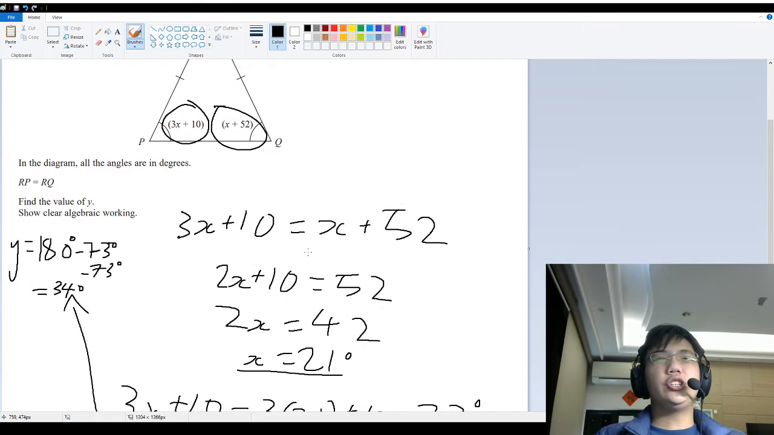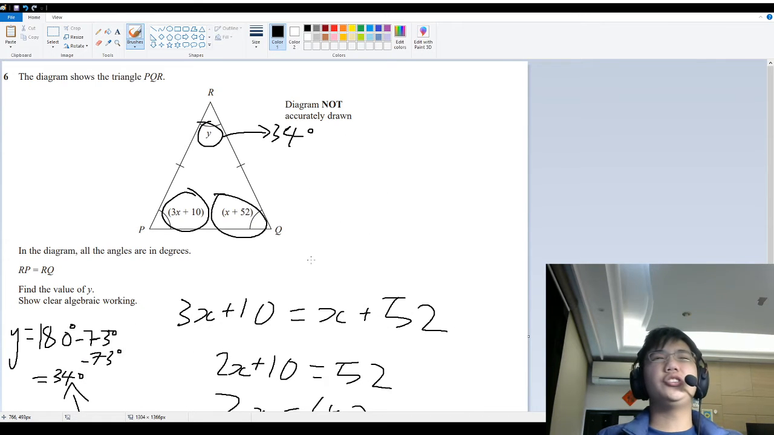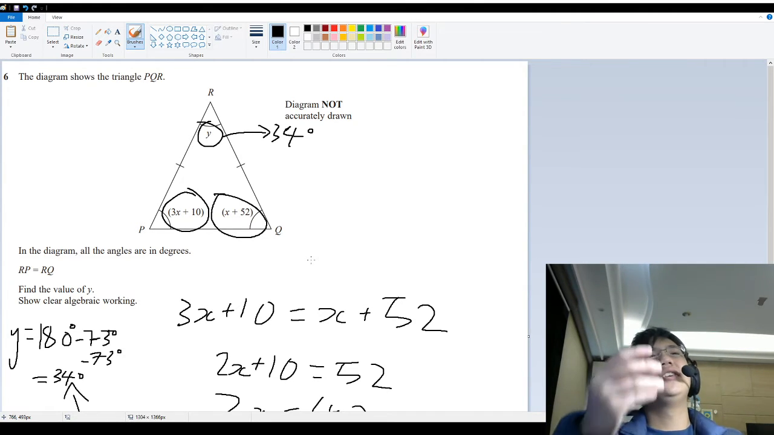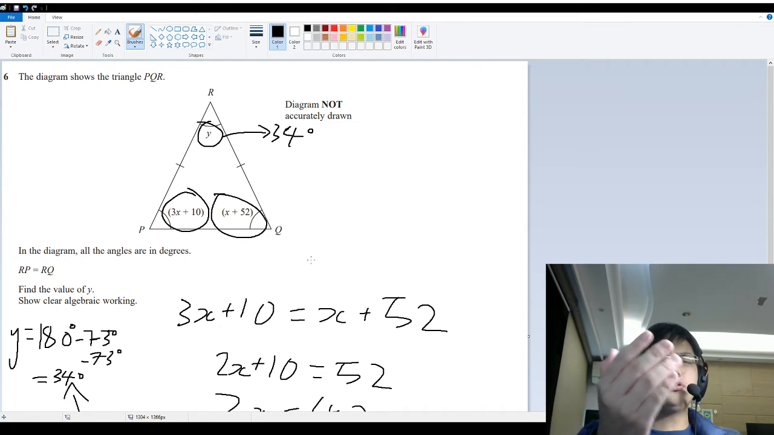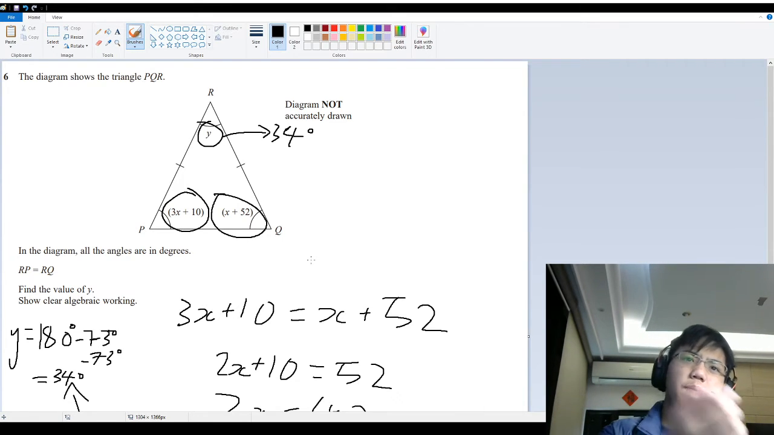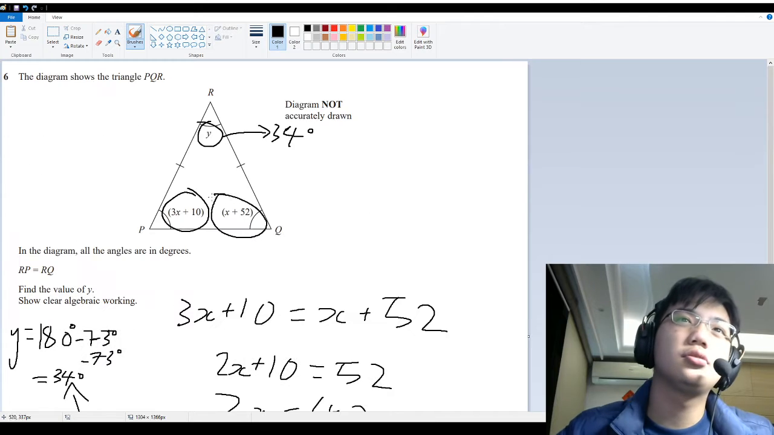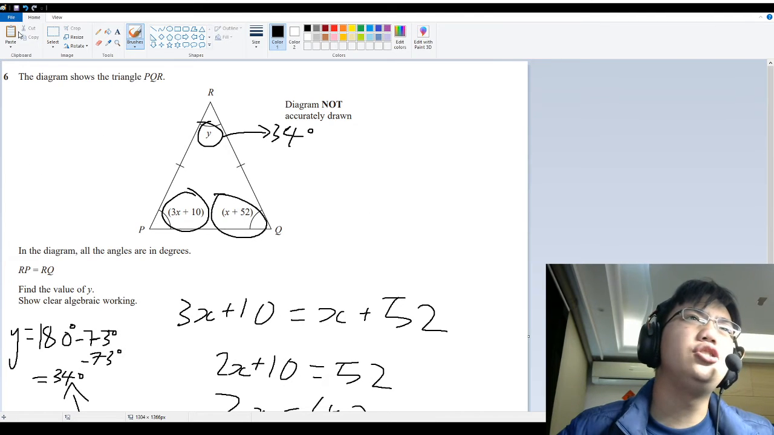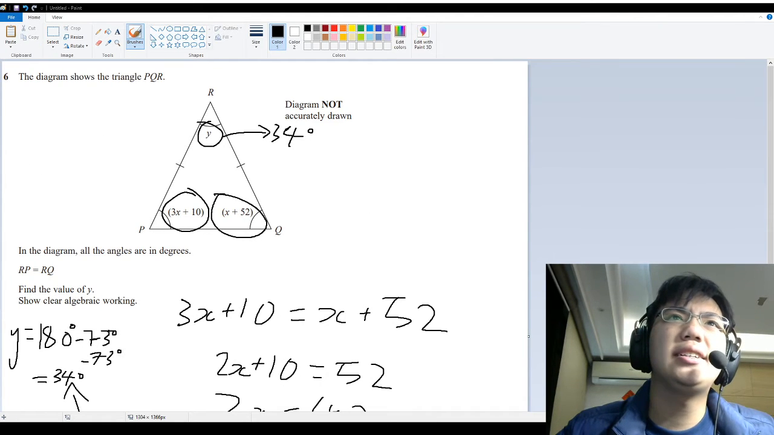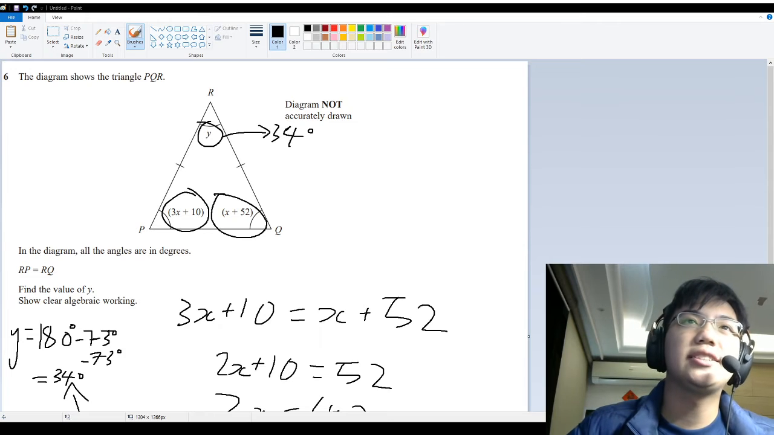For this question, we need to apply the principles of isosceles triangles, and you need to know that the bottom two angles of an isosceles triangle are equal, but otherwise this should be a relatively simple and straightforward question. Now let's get on to the next question, shall we?